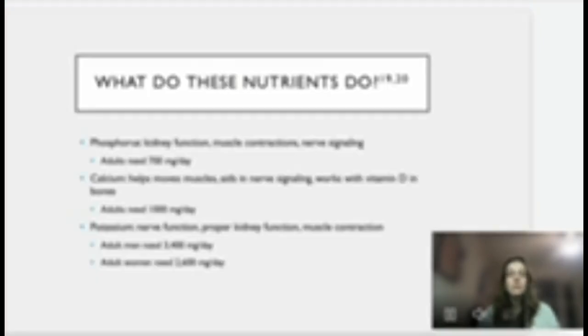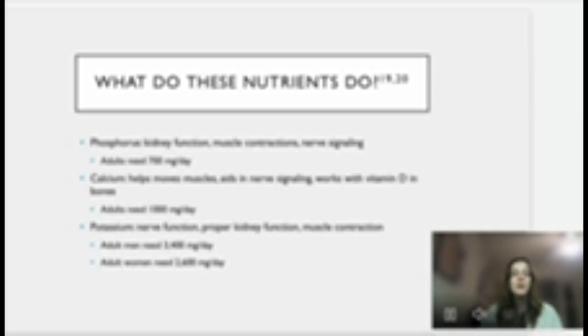So now we're going to be discussing what the nutrients found in these products do for our body. I think to start off, we have phosphorus, which is responsible for kidney function, muscle contractions, and nerve signaling. There's a lot of pathways that involve phosphorus, so it is very important for the body. The recommended amount is about 700 milligrams per day.